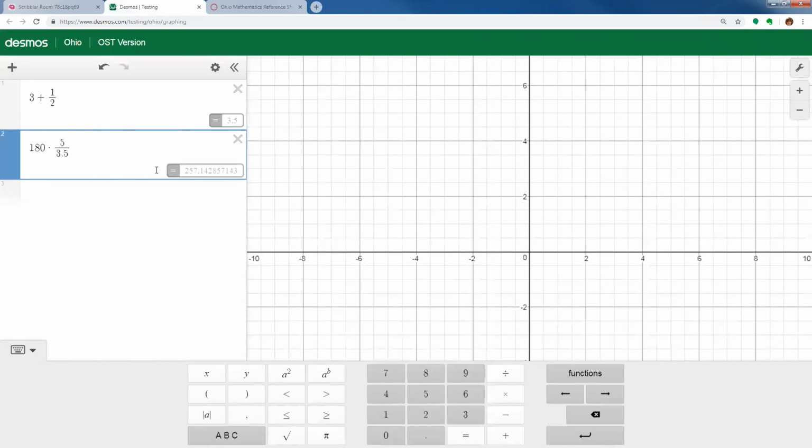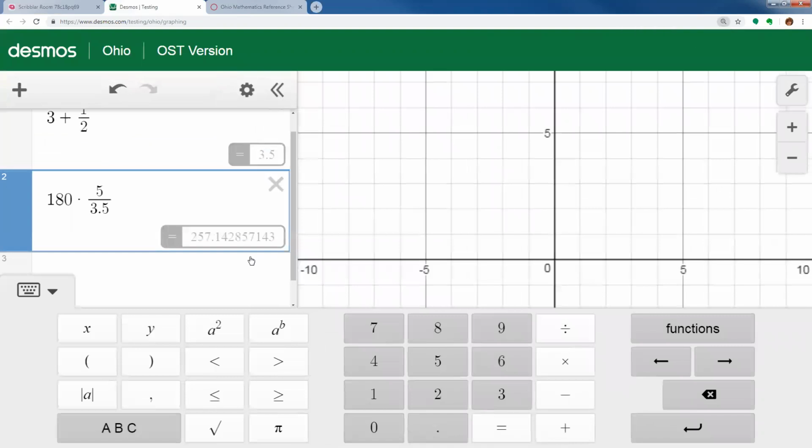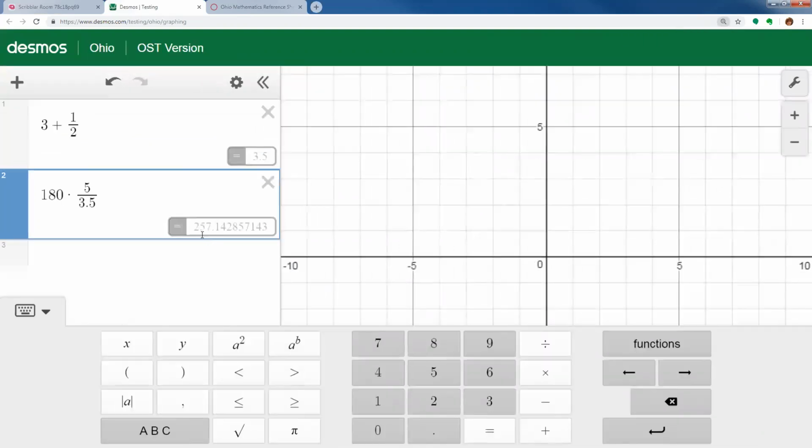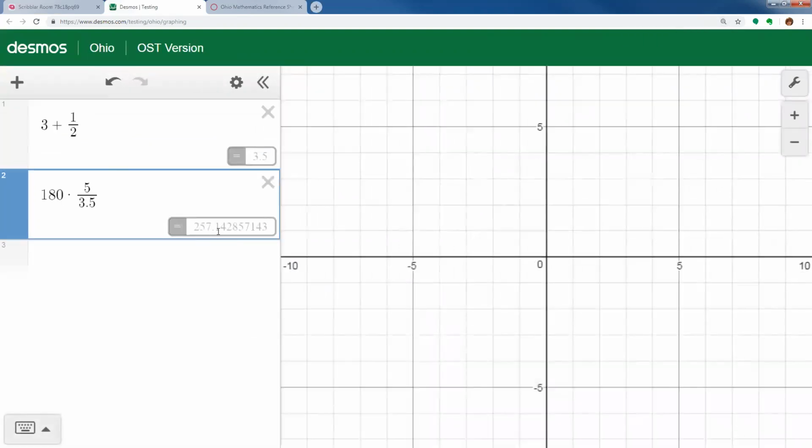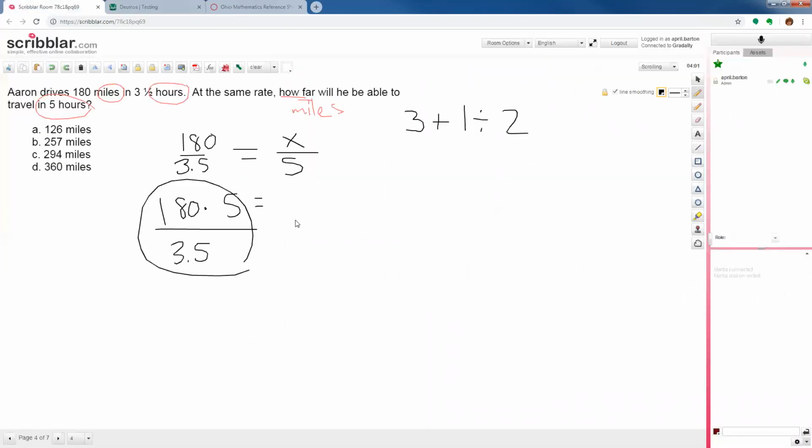And I can't see that. Sorry. I can see it now. Maybe a little too far zoomed in. So the 257.14. Sorry, my mouse went wonky. Okay. So then what's the closest answer? It'd be 257. Good.